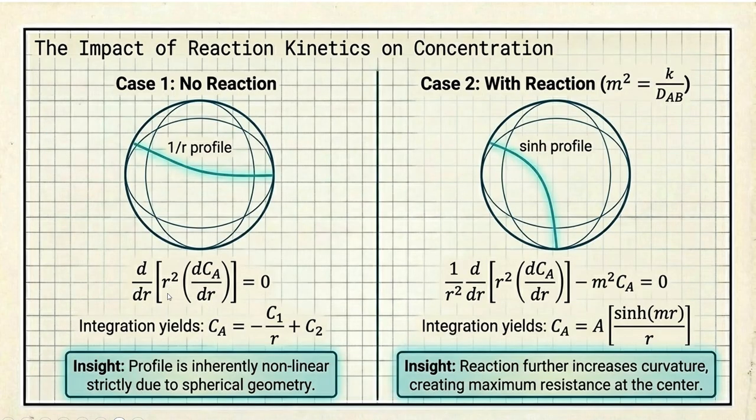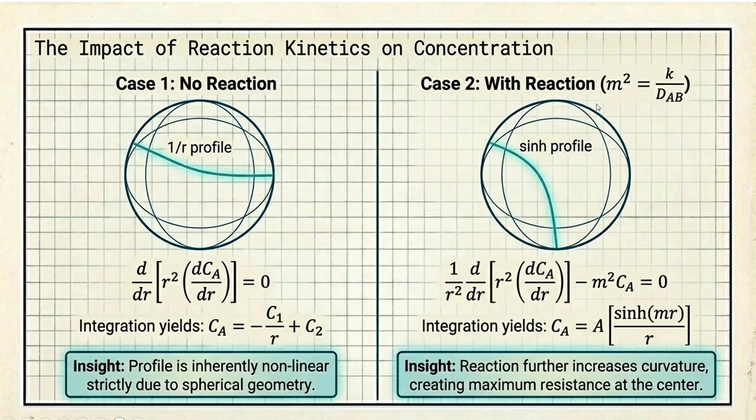So d by dr of r square into dCA by dr is equal to 0. On integration, this yields CA is equal to minus c1 by r plus c2. Again, boundary conditions will take care of these c1 and c2, and we will get the concentration profile CA. The profile is inherently non-linear strictly due to spherical geometry.